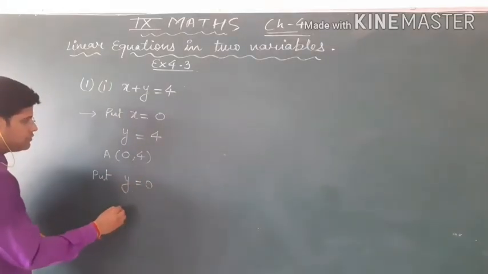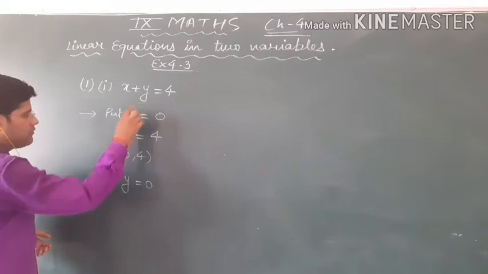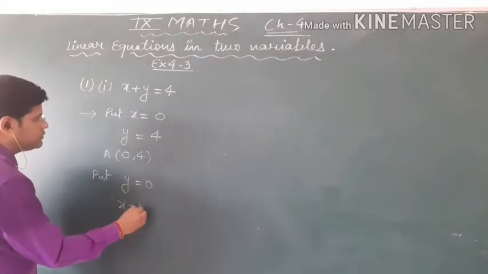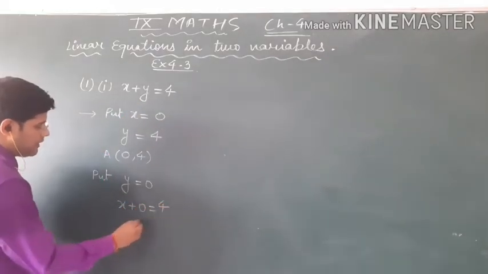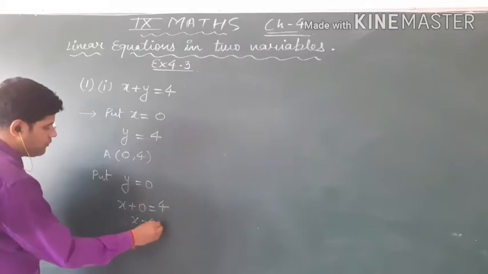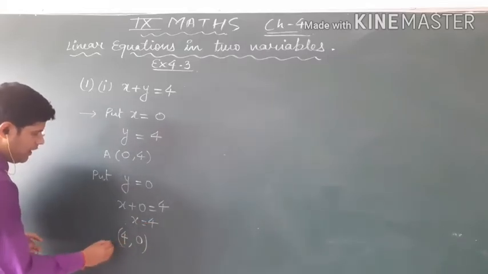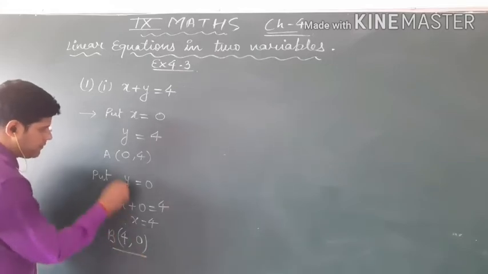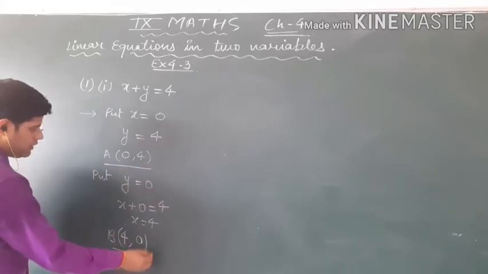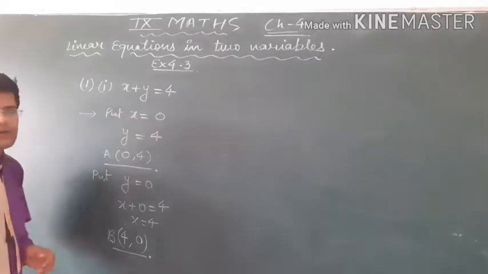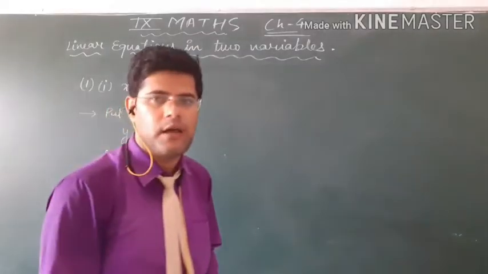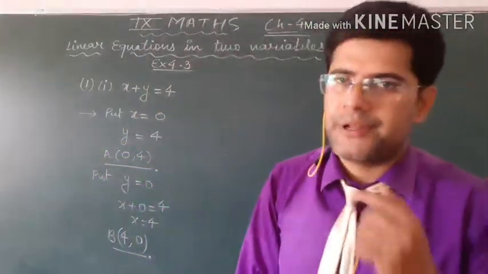So when we put y is equal to 0 at the place of y, then x plus 0 is equal to 4, then x equals 4. So we have a solution (4, 0). How many points are required? According to the geometry, only 2 points are required. Why are 2 points required, and why am I talking about the geometry?